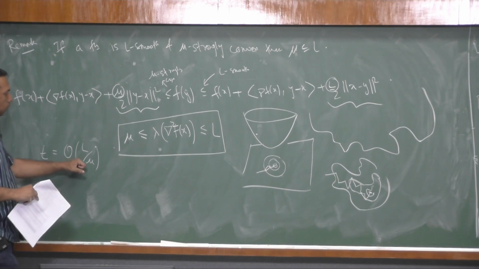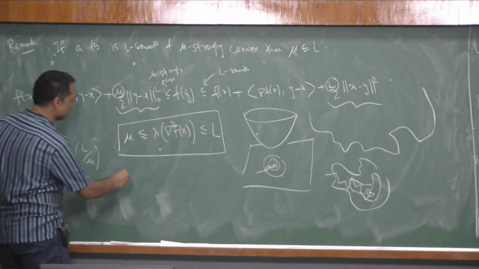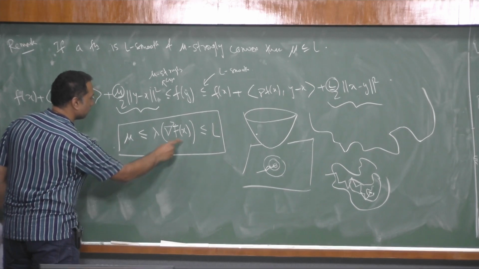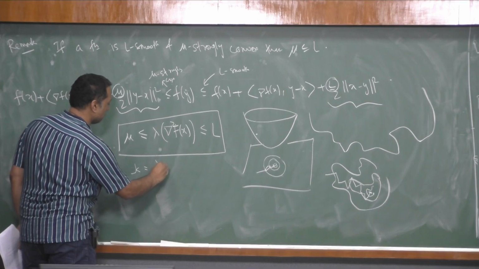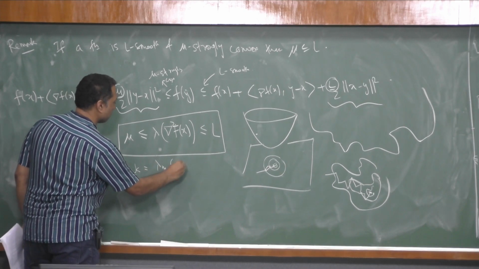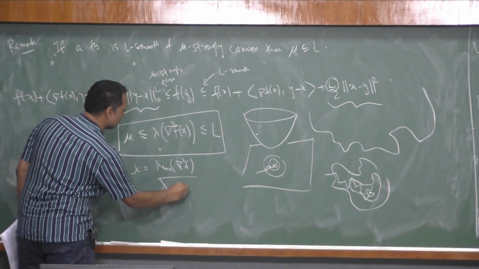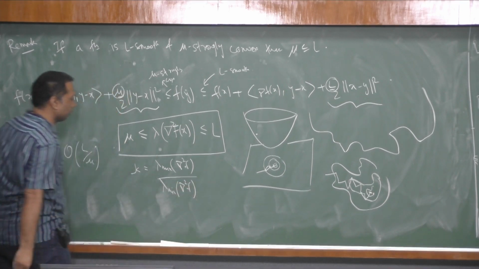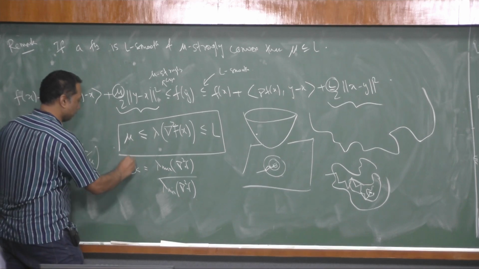Things like that. In fact, people define something called the condition number, which is the lambda max of the Hessian divided by lambda min. So lambda max of grad square f by lambda min of grad square f. Assuming that it's a symmetric Hessian, then lambda max and lambda min will be real numbers. So this is called the condition number of your problem.